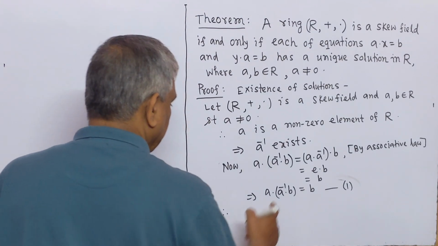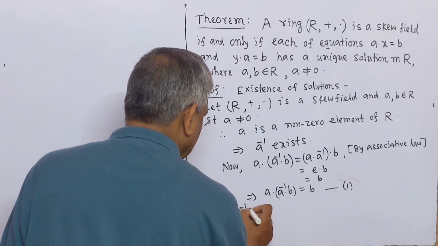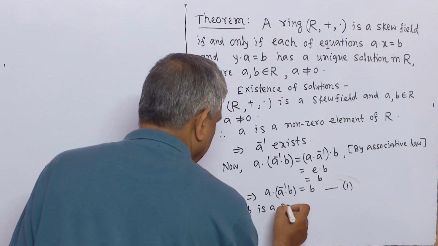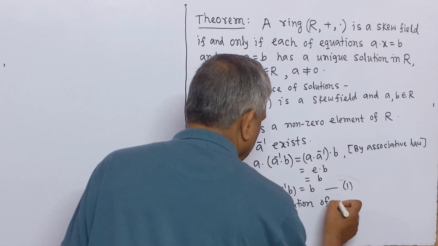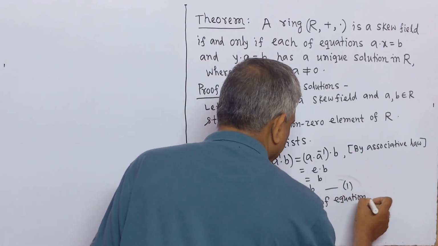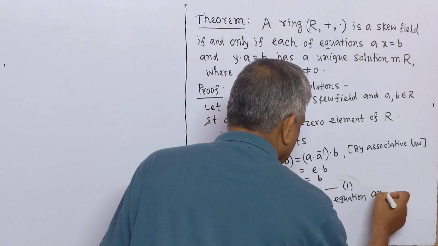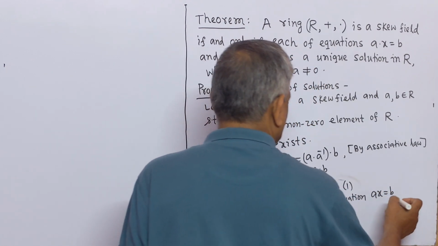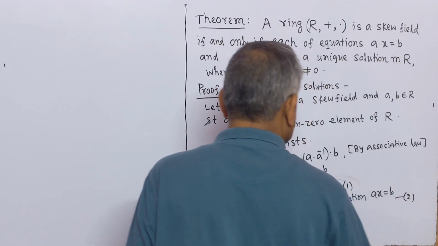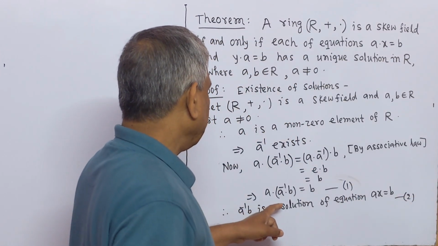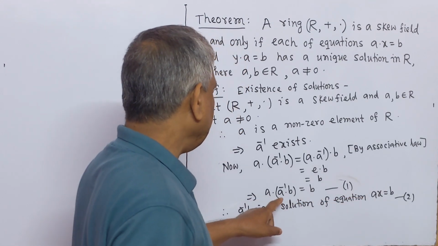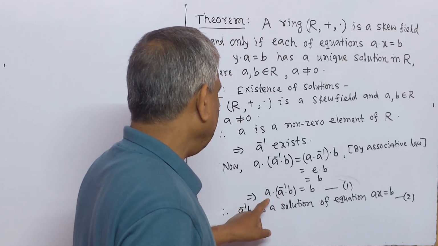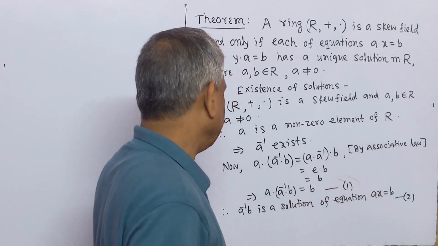Therefore, A inverse B is a solution of the equation Ax equal to B. This is number 2. Since in place of x, here we have written A inverse B, and Ax equal to B.